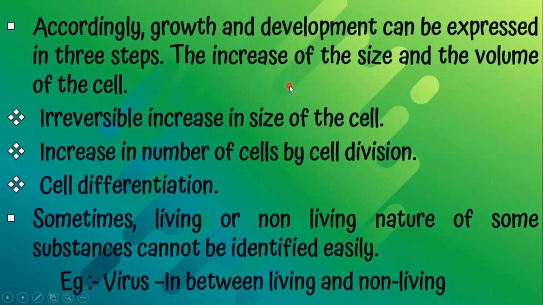Accordingly, growth and development can be expressed in three steps. The first is the irreversible increase in size and volume of the cell, the second one is increase in number of cells by cell division, and the final or third one is cell differentiation. Sometimes the living or non-living nature of some substances cannot be identified easily. Example, virus, which lies between living and non-living characteristics.